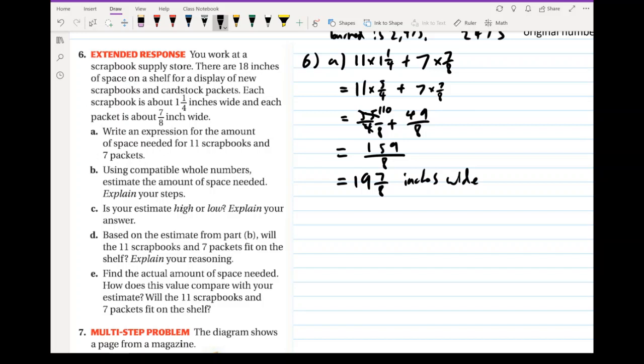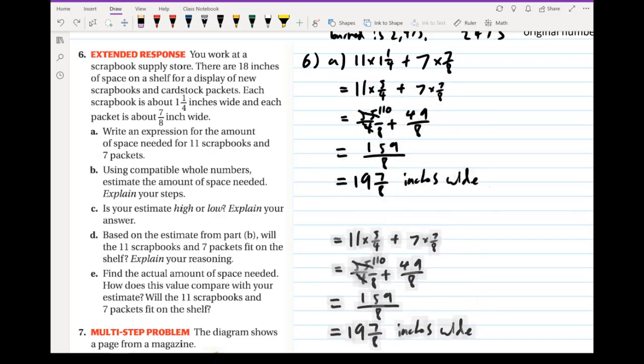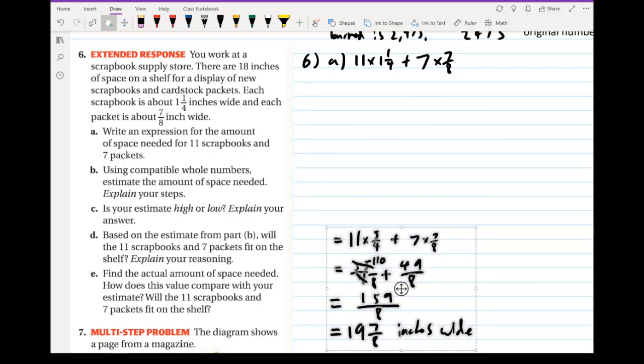So that's part A. Then, using compatible whole numbers, estimate the amount. Oh, A. We were supposed to write the expression. Sorry. So this part is A. That's done. That is A only on its own. So let me just keep this part and save it for the next part. So let's continue. Sorry, I forgot to look at the question carefully. Let's move on to B first.